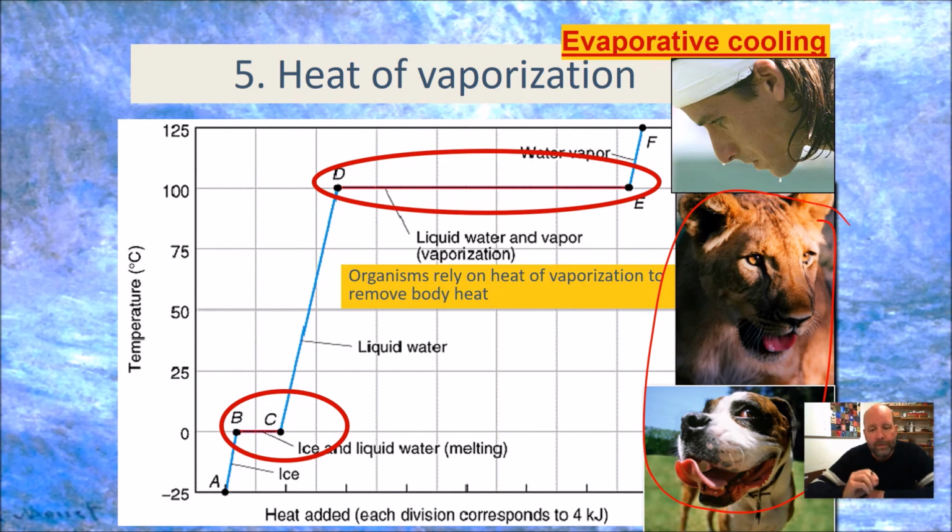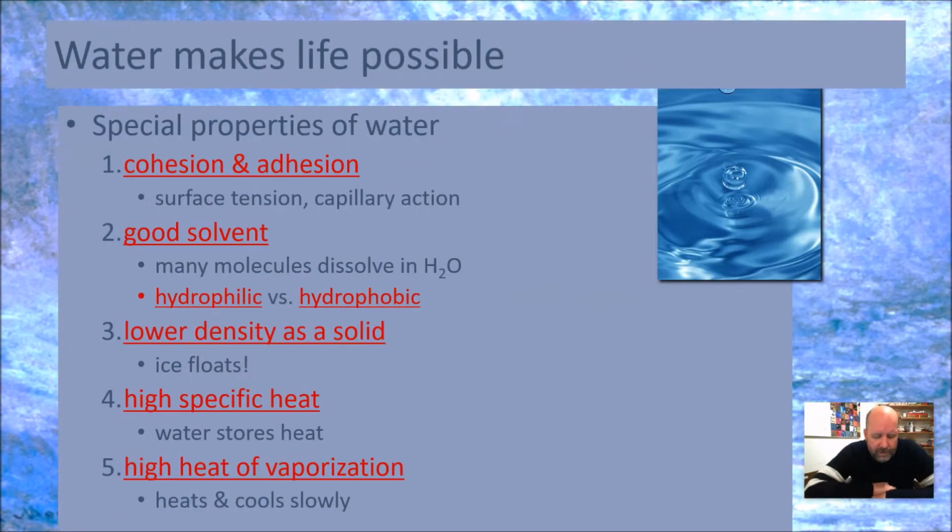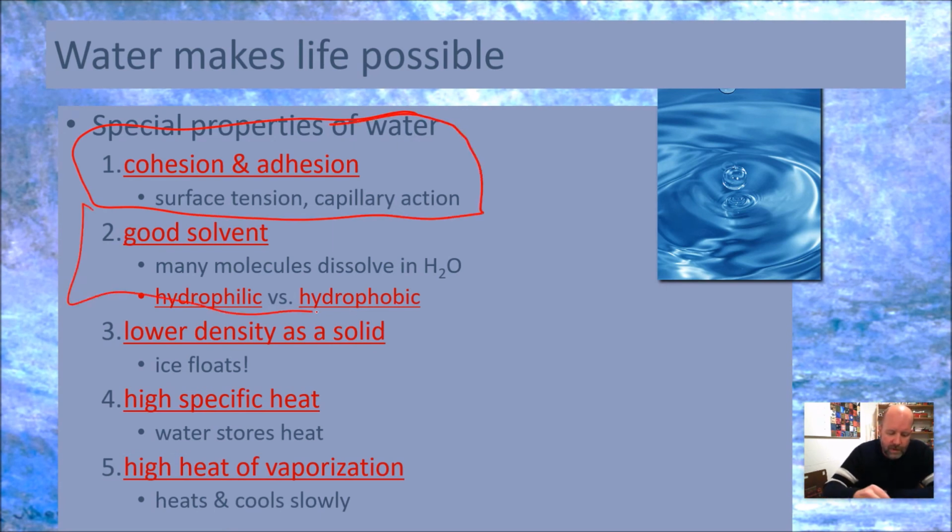And so when it goes from a liquid to a gas, that takes a bunch of energy to make that happen. So the energy goes with those gaseous water molecules. And so it's used for cooling. So this is kind of all that stuff on one slide. For us, the ones that are going to come up a lot, cohesion and adhesion, the fact that there's hydrophobic and hydrophilic molecules, that's going to be important. The rest of these, maybe not so much.